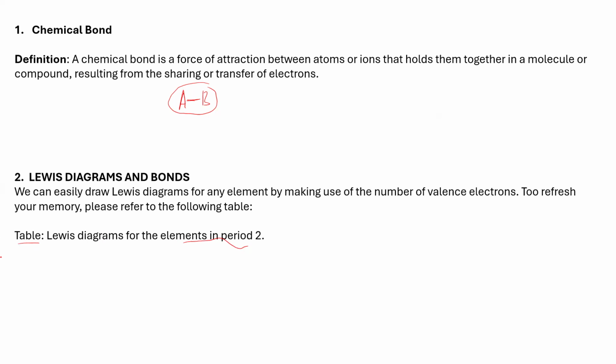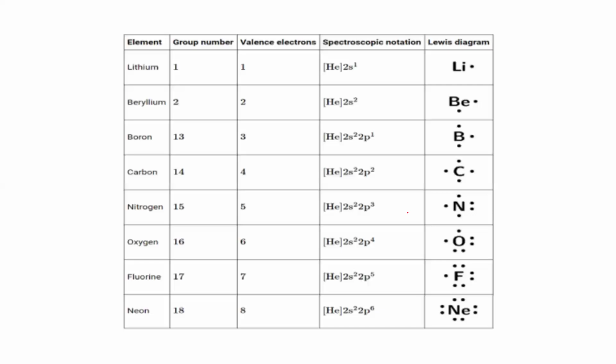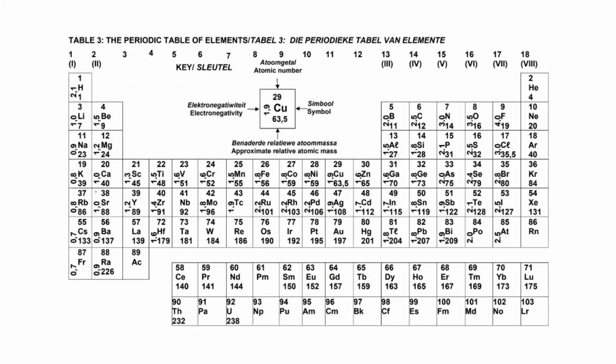When you draw your Lewis diagram, you need what we call the valence electrons, and I will explain that to you. What do valence electrons mean? Now, this is the table that I was talking about. We have elements that are found in period 2. If you still remember, let me refresh your brain. What does period 2 look like?